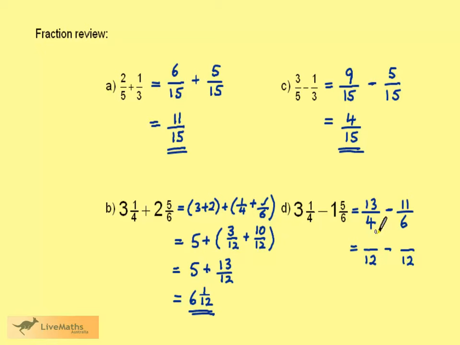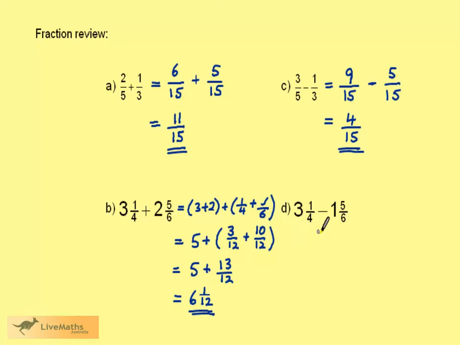4 threes are 12. 13 threes are 39. 2 sixes are 12. 2 11s are 22. 39 take away 22 is 17, so we have 17 twelfths. 12 goes into 17 once, remainder 5, so we have 1 and 5 twelfths.